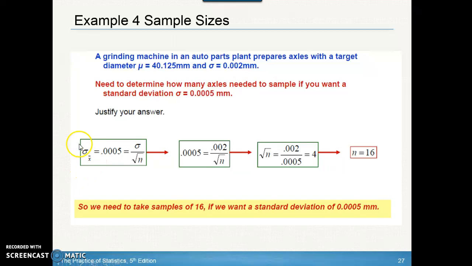So we know the formula for a sampling distribution is the standard deviation divided by the square root of n. Fill in what you know. We know what we want it to be. We know that the population is 0.002. We don't know what the square root of n is. So just rearranging, I'm multiplying the square root of n, putting it over here, dividing by 0.0005. Okay, so I get this. So square root of n is equal to 4. When I divide these two together, square both sides, you get n is equal to 16.